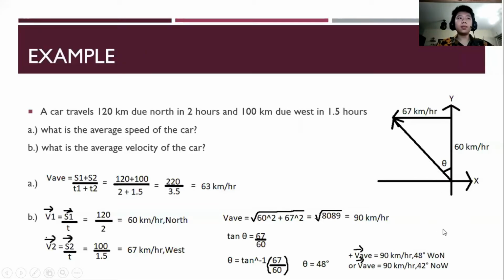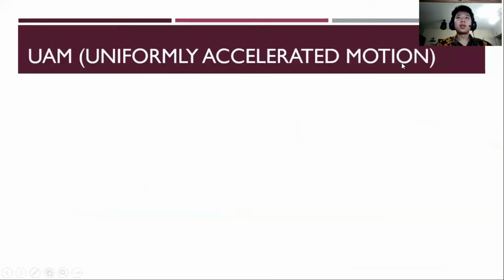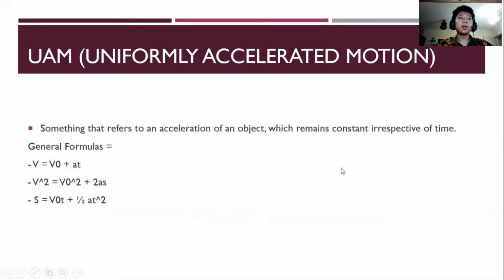So that's it. Now we're gonna move on to the next topic, which is UAM, or uniformly accelerated motion. What is UAM? UAM refers to an acceleration of an object which remains constant irrespective of time. There are three general formulas for UAM. The first is v equals v0 plus at. Second is v squared equals v0 squared plus 2as. And then s equals v0t plus 1 over 2 at squared.